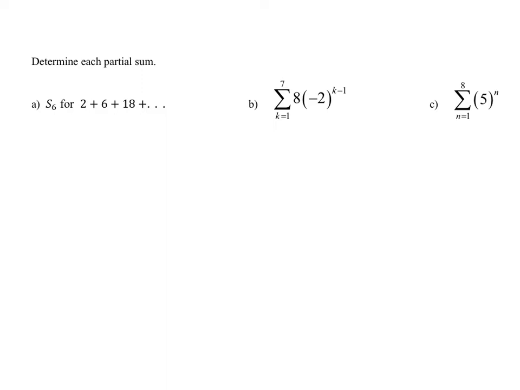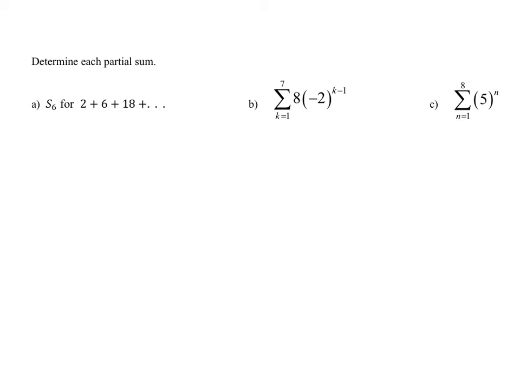In these three examples, we want to determine each partial sum. So first we need to figure out what type of series we have. Are these going to be arithmetic? Are they going to be geometric? Or perhaps are they neither?